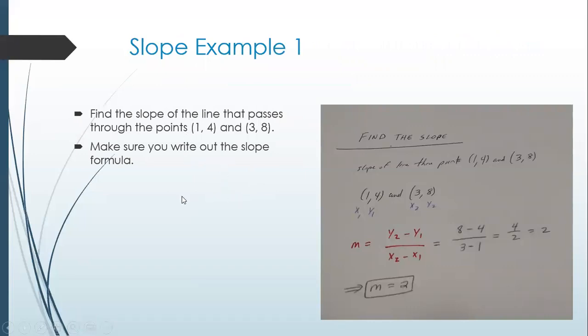Remember, m stands for slope. So let's go back and do a little bit of review. I think it's section 3.4 where I go over slope. We're going to find the slope of a line that passes through the points (1, 4) and (3, 8). So first note, make sure you write out the slope formula.